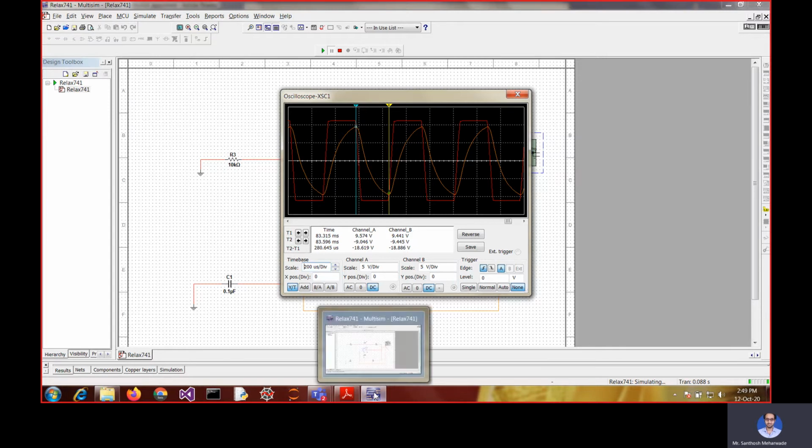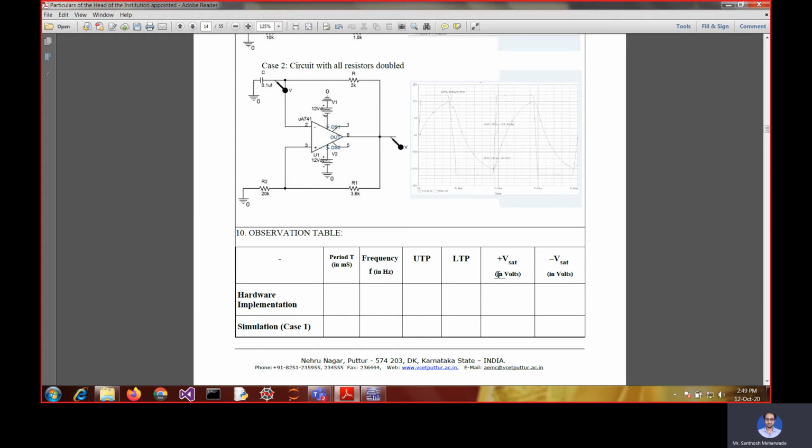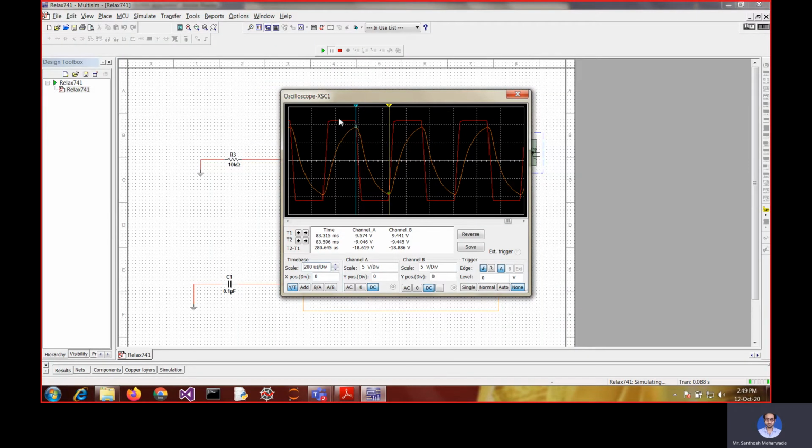So what is the next one? Next we have to calculate the plus Vsat and minus Vsat, that is the saturation voltage. This upper part in the positive quadrant is the saturated voltage, and in the negative quadrant this part we also call the saturated voltage. You can see that the highest value is 11.112 volt, because it is a square waveform on channel A, so that is the output.